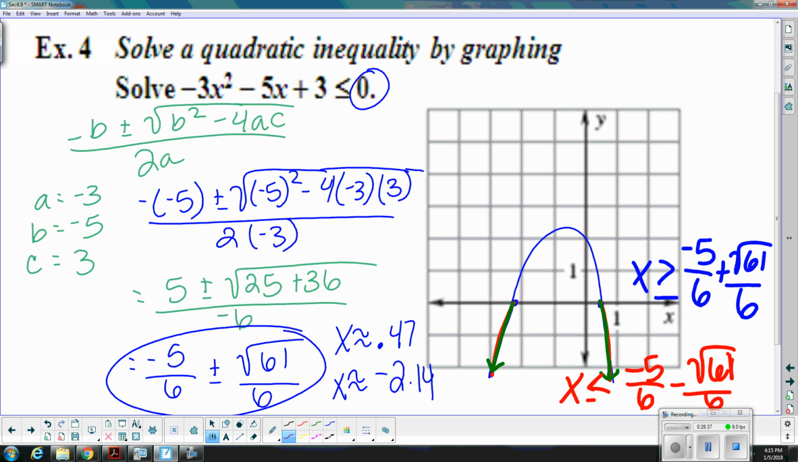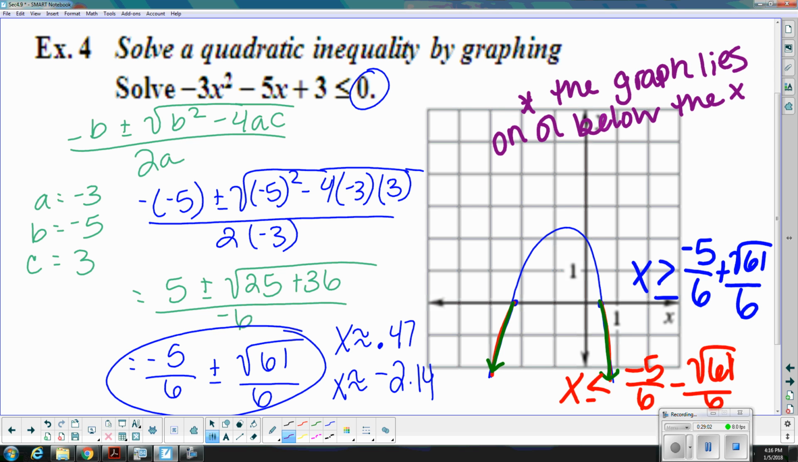So again, just to summarize, we want to know where the graph is. So here, the graph of the quadratic lies on or below the x-axis when this is true or this is true. So those are our solutions for the inequalities.